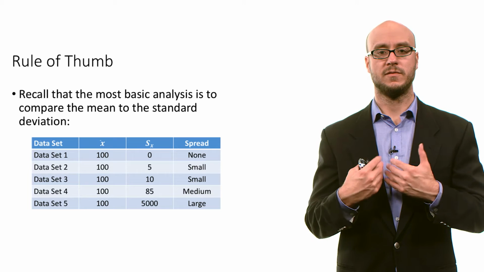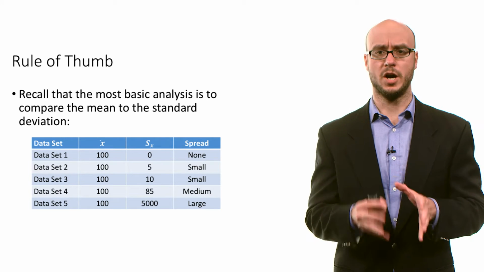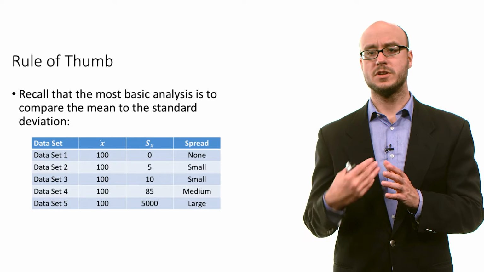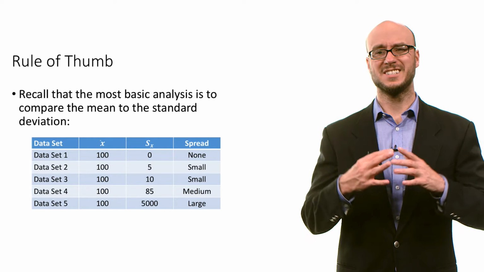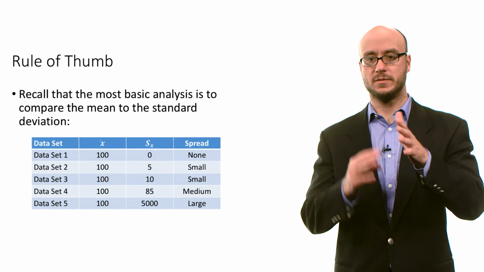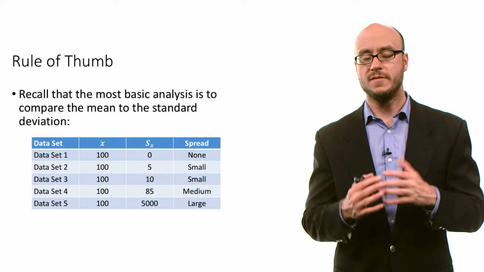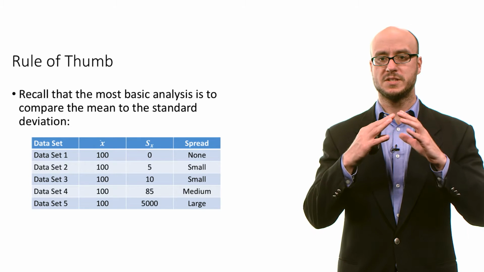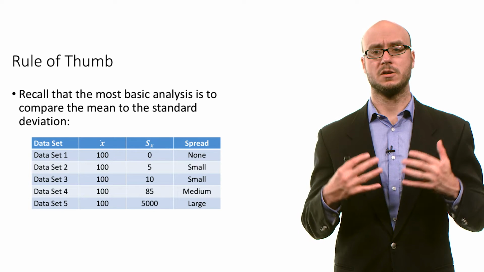So here we have 5 sample data sets. Each of these data sets has a mean of 100. And you can see that with a standard deviation of 0, there's no spread. With a standard deviation of 5 or 10, compared to the mean of 100, that suggests a distribution with a pretty small amount of spread. Most data points are still going to be clustered around 100. With the standard deviation 85, that suggests a moderate amount of spread, because 85 is pretty close to 100. But with the standard deviation of 5,000, compared to the mean of 100, that suggests a large amount of spread.